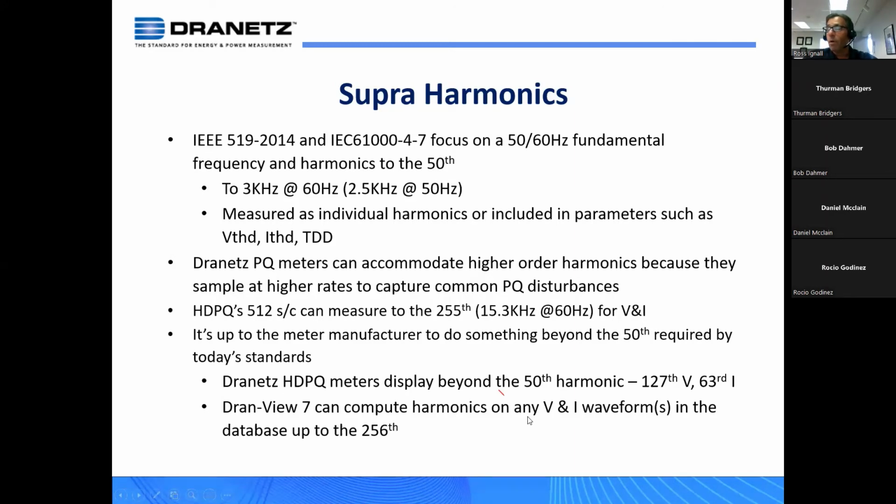Dranetz 7 can compute harmonics on any voltage and current waveform in the database up to the 256th, if your data has that capacity. Our older PX5 family digitized at 256 samples per cycle, so that can go to the 127th harmonic in theory. But again, focusing on the HDPQ, that's 512. Dranetz can give you any harmonic up to the 255th, because it's usually n divided by 2 minus 1. So n, meaning the sampling rate of 512, divided by 2 is 256, minus 1 is 255.